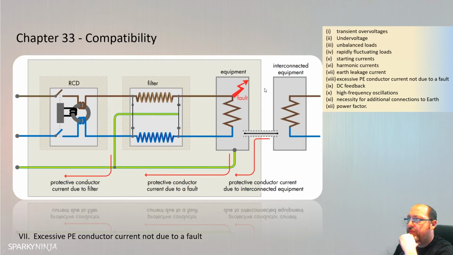So this illustration shows you an RCD, and it shows you a filter to equipment, and then there's a fault. But what we've got here is protective conductor currents due to interconnected equipment. We're going to explain protective conductor currents later, but this is current flowing in the protective conductor system that's not due to a fault. It's due to filtering, or it's due to suppression, and quite often we have to watch these levels, and we're going to cover this in chapter 54 as well. But this shows you current not due to fault. This shows you current due to a fault, and then this is current due to filters. This is illustrating the three types of currents that can occur on the protective conductor. We need to make sure we have effective compatibility with that.